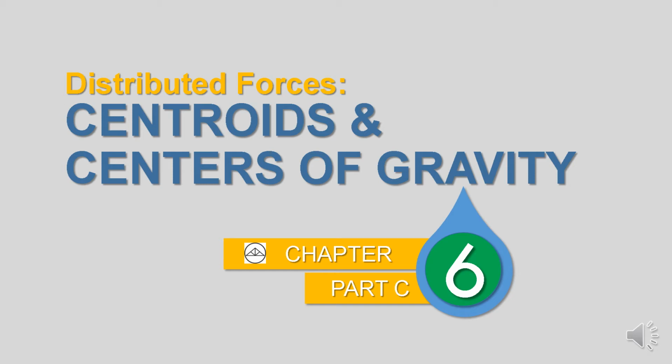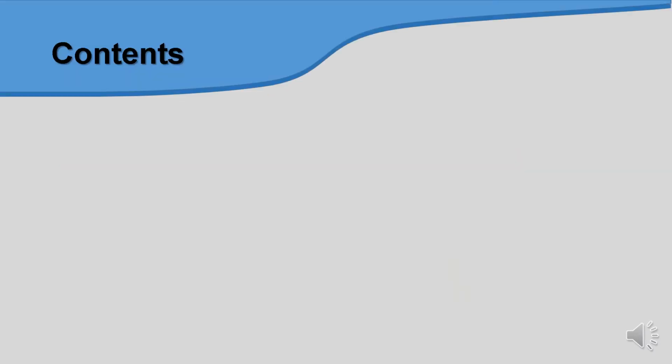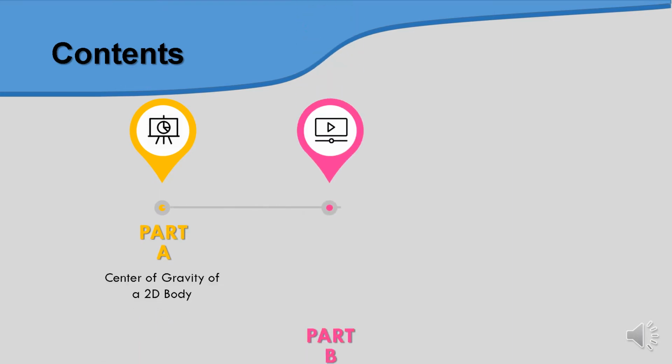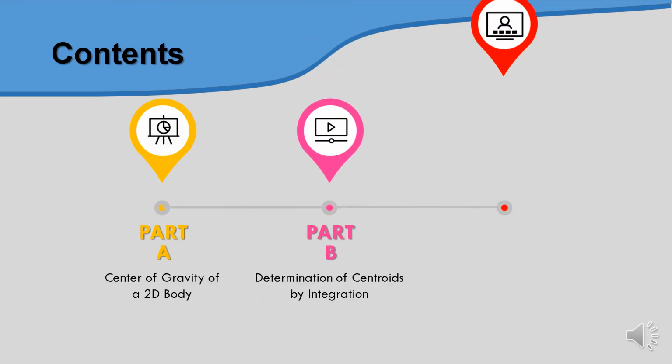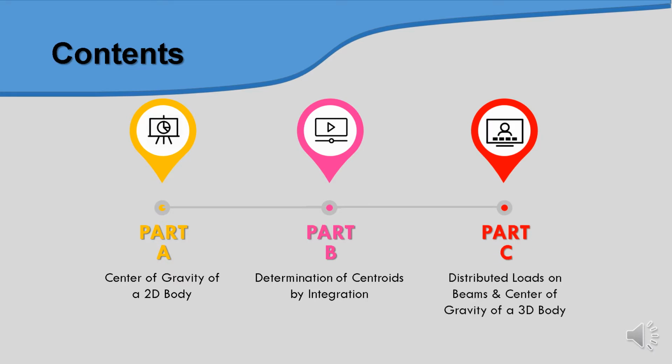Chapter 6, Part C, Centroids and Centers of Gravity. Previously, we already covered Part A and Part B, and this is the final part, which is Part C, Distributed Loads on Beams and Center of Gravity of a 3D Body.